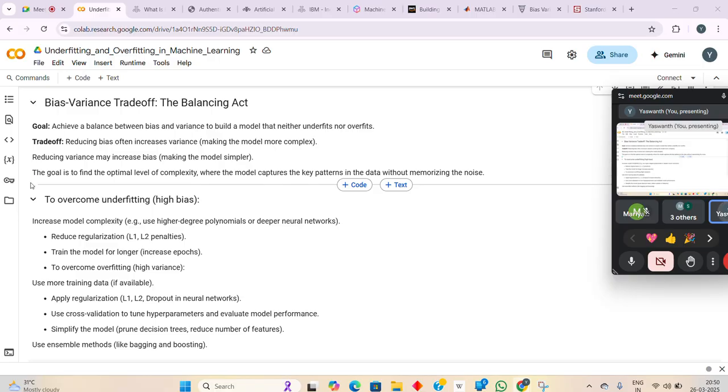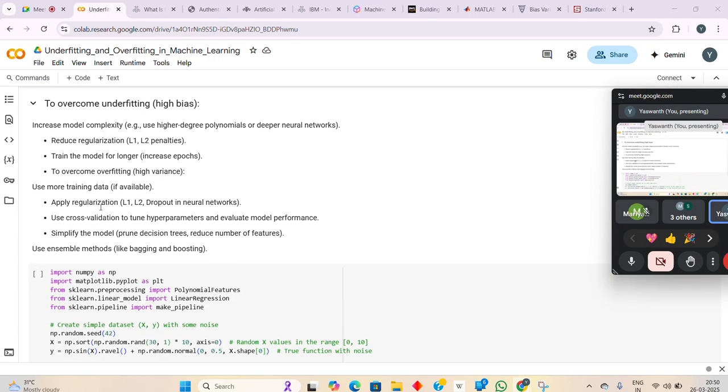What is this trade-off then? Trade-off means reducing the bias will often increase the variance. That means balancing a seesaw. And reducing variance may increase bias. The goal is to find the optimal level of complexity where the model captures the key patterns without memorizing the noise. We have to make sure we reach that stage. That is the goal.